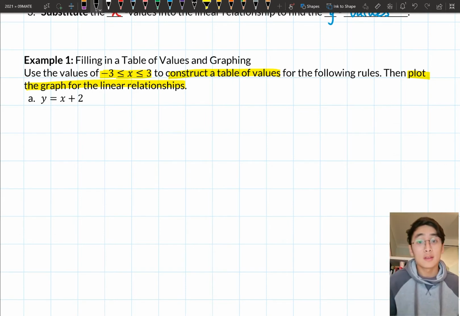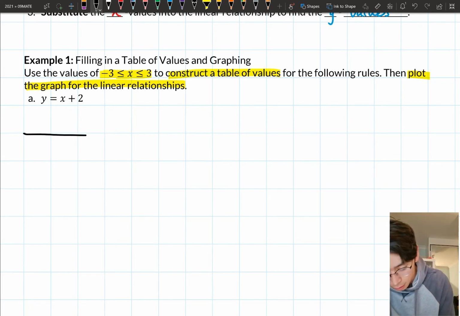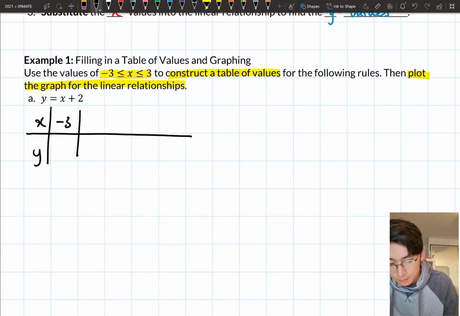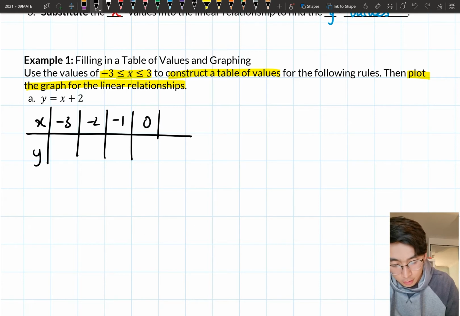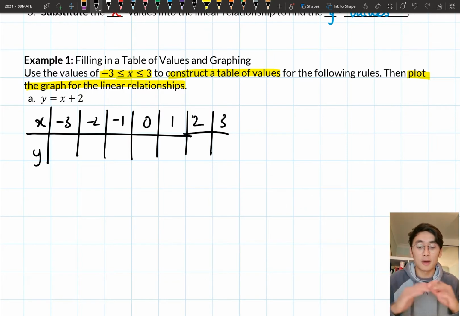The first one, this is a rule that we have. y is equal to x plus 2. So I'm going to have that in front of me. And I want to create my table of values. So here I'm going to go, okay, my table of values, I'm creating my x and my y. I'm going from -3, -2, -1, 0, 1, 2, 3. There we go. So that's my x values done.